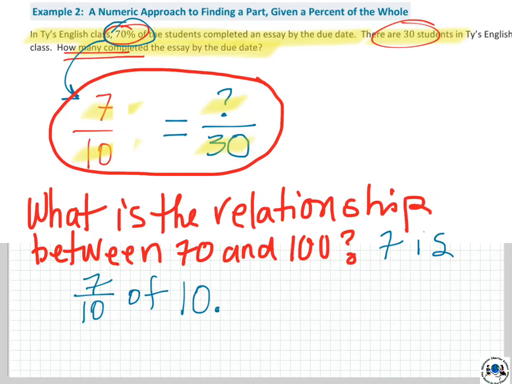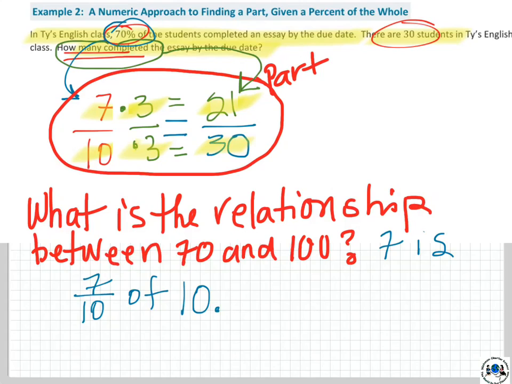Okay, a fraction that is equivalent to 7/10, or 7 over 10. The way we've done this in the past is we've looked at these horizontal relationships: 10 times 3. The way you get from 10 to 30 is multiplying by 3. And if that's what you do to your denominator, you're going to do the same with your numerator. Therefore, if you multiply 7 times 3, you get 21. So now we know our part, which is 21, and our whole, which is 30.